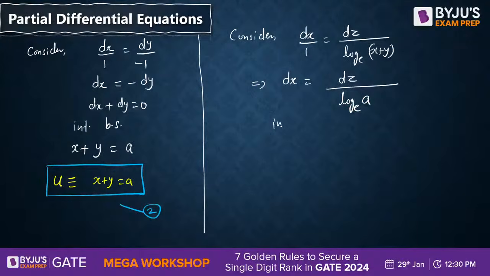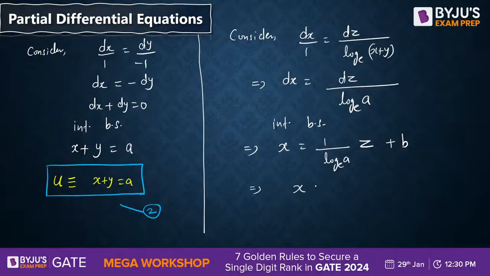Now integrate both sides. So integration of dx will be x. 1 upon log a is a constant term that will move out of the integration, and integration of dz will be z plus some constant b. Okay. So students, bring this second term on the left hand side, minus z upon log a. And what is the value of a? Value of a is x plus y.